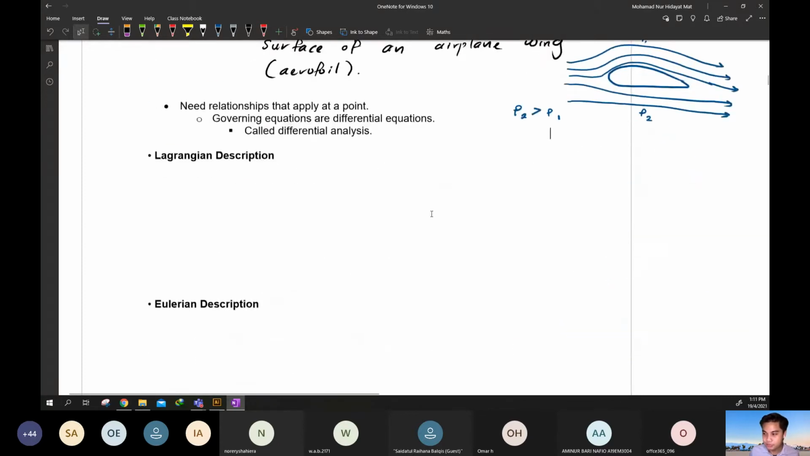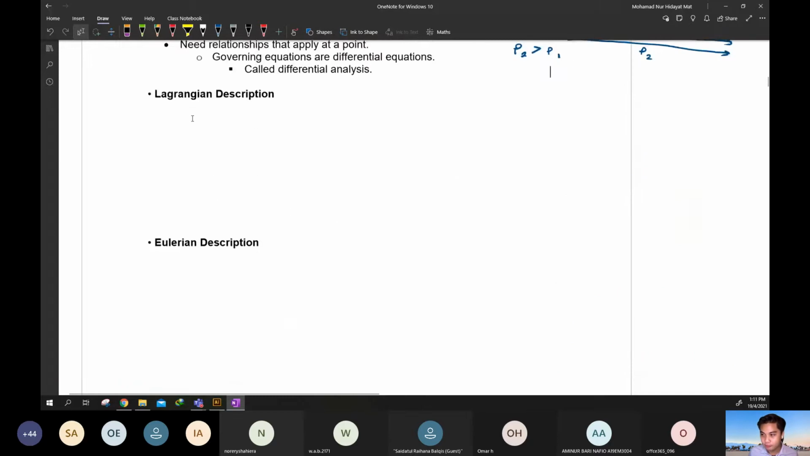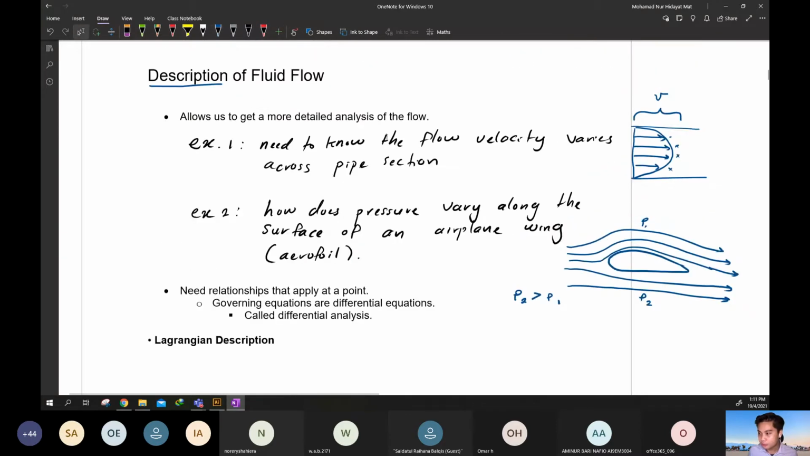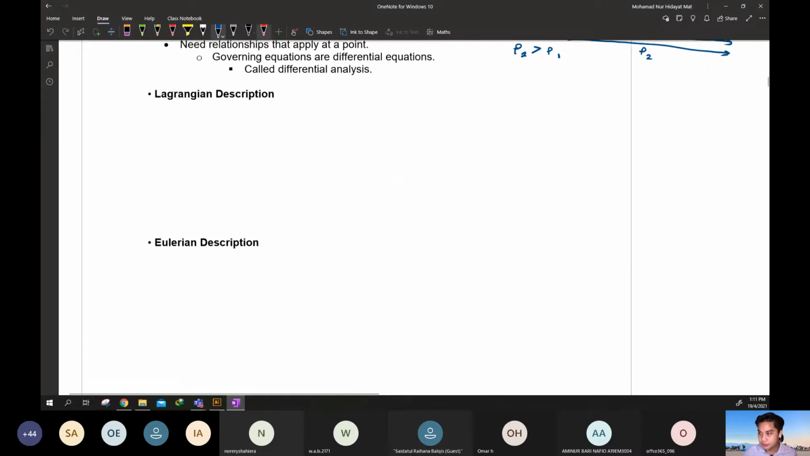Okay. In the description of fluid flow, we have two types of description. The first one is the Lagrangian description, and the second one is the Eulerian description. Normally only these two you need to memorize. The first one, Lagrangian description. What is a Lagrangian description?